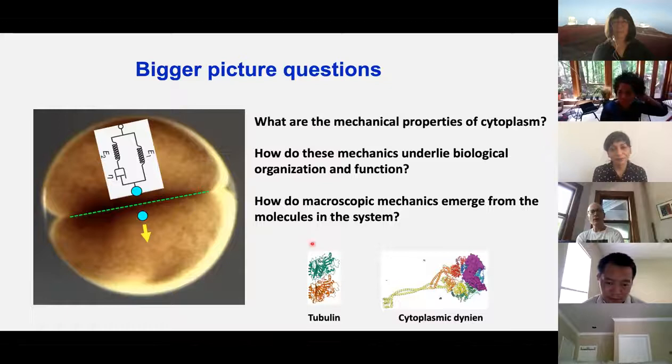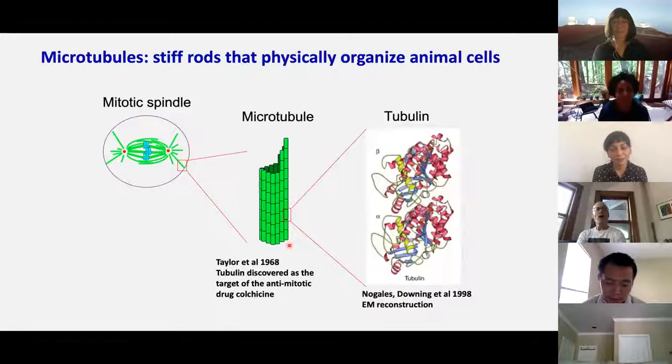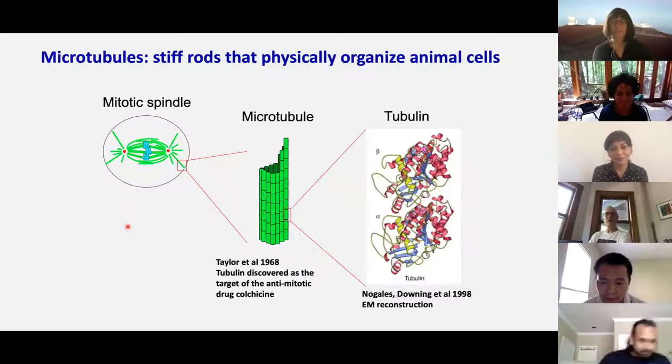So my whole career I've been working on microtubules. I was introduced to these in Marc Kirschner's lab as a PhD student. These are stiff rods formed by polymerization of the protein tubulin, and they're very dynamic. They can grow and shrink on their free plus ends.